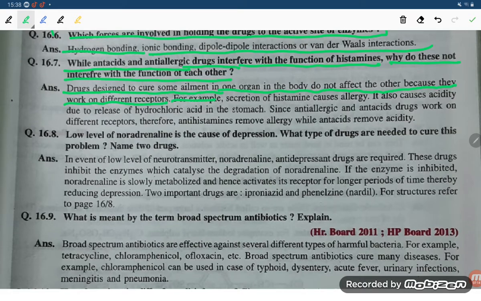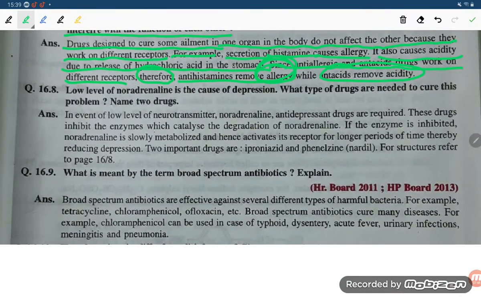For example, secretion of histamine causes allergy. It also causes acidity due to release of hydrochloric acid in the stomach. Since anti-allergic and antacid drugs work on different receptors, therefore antihistamine removes the allergy while the antacid removes the acidity. So that is what the allergy is all about, student. This is nothing but histamine, which can be removed by the antihistamine.